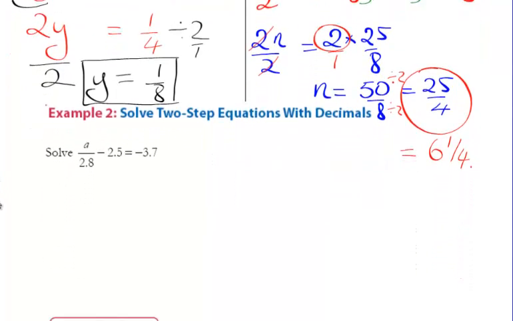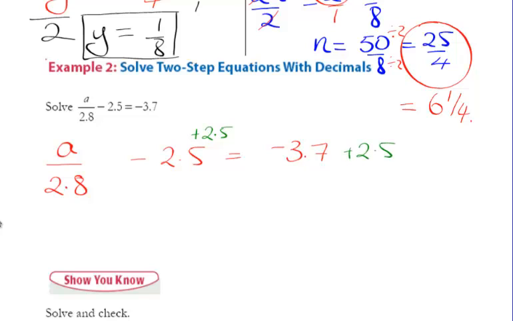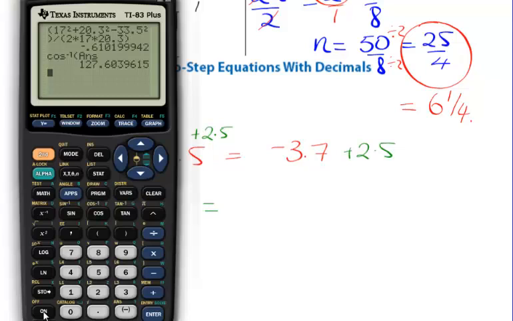Now the next one here, you can use your calculator for, because we've got decimals here. So let's go through and do it. A divided by 2.8 minus 2.5 is equal to negative 3.7, like that. Now we'll begin here by going through and what are we going to do first? We'll add 2.5 and we'll add 2.5 to both sides. A divided by 2.8 is equal to, now, if you like, you can use mental math, but I'm going to get my calculator here and use that, and I encourage you to do the same.